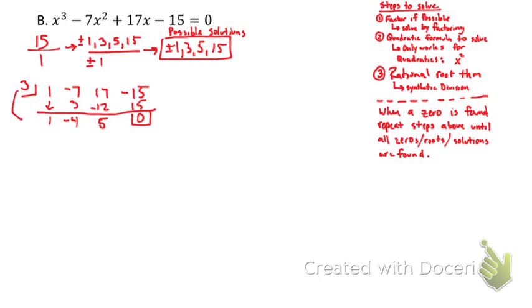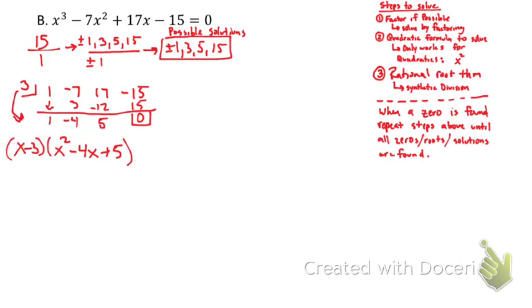So now, let's rewrite. This 3 turns into the polynomial of, switch the sign, x minus 3. And then we rewrite using these coefficients here with 1 less power. So that's going to be x squared minus 4x plus 5. And now we start this whole process again. So let's go back over here. And then we're going to try to factor these if possible. We know this is not factorable.